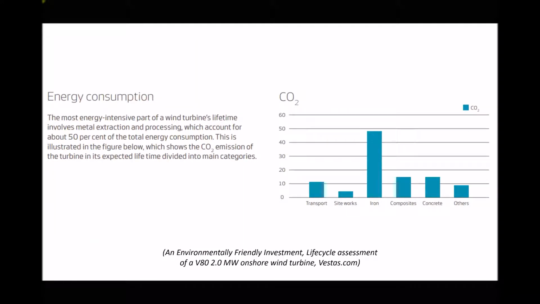What this document also highlights is that the vast majority of the CO2 produced when building a wind turbine is produced during extracting and processing of the materials. And that's what we would expect. Here it gives a breakdown of how much CO2 is produced during each of those phases, and we can see that the extraction and processing of the iron produces by far the most carbon dioxide.